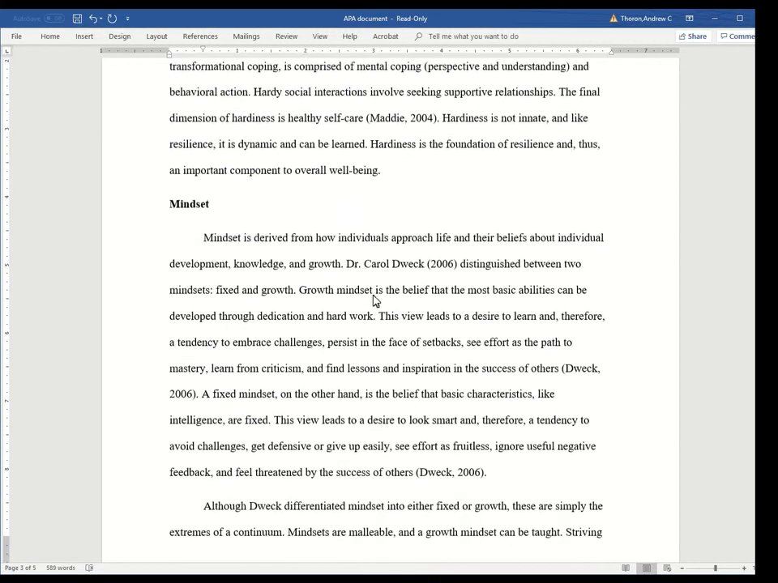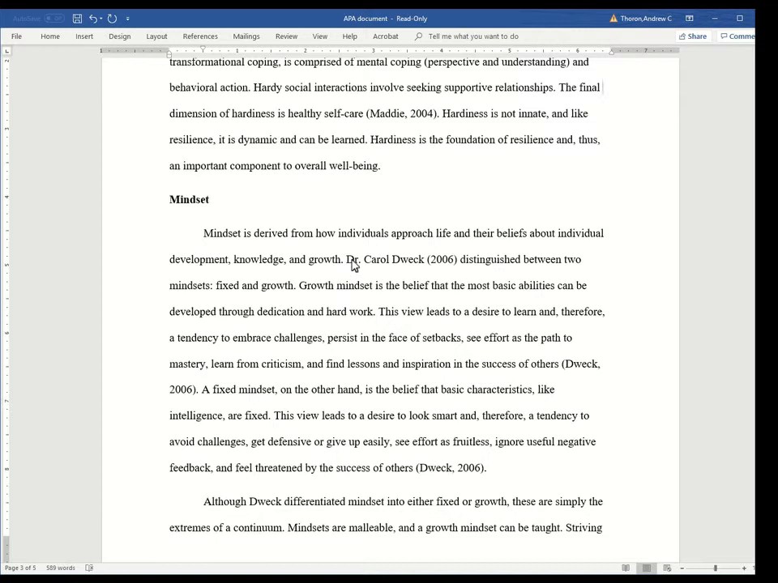Now moving down, here's another example of where we use the date at the beginning. Dr. Carol Dweck in 2006. So imagine those parentheses are saying in 2006. So Dr. Carol Dweck in 2006 distinguished between two mindsets. So 2006 is when the book was published that this information was taken from.